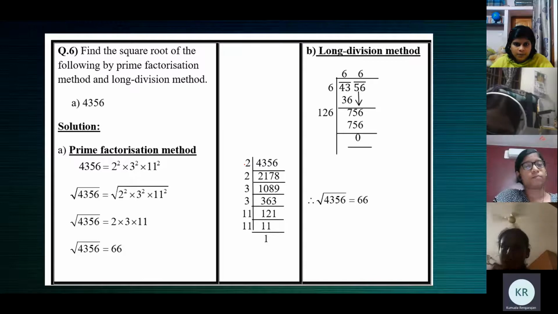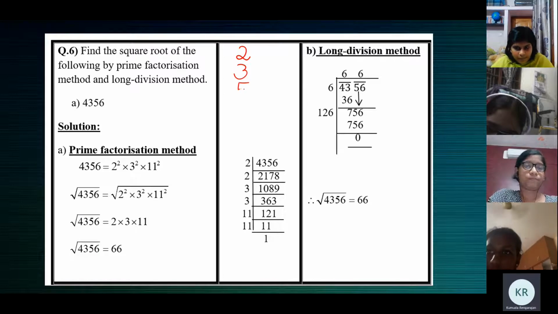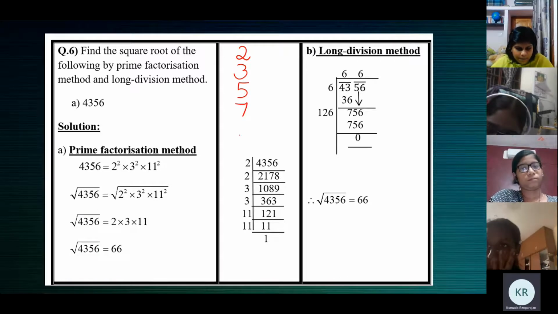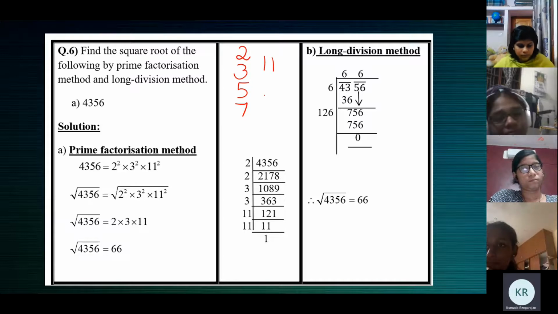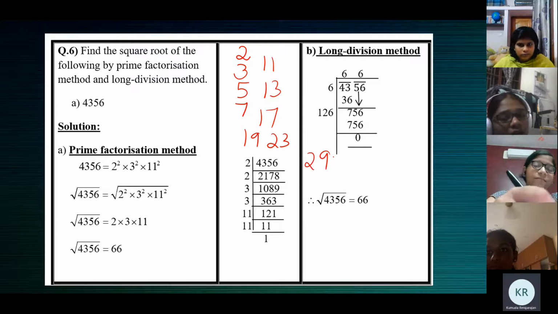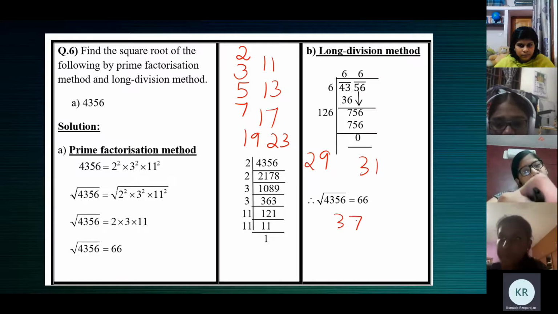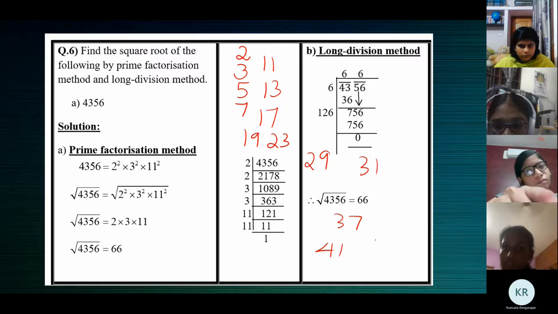All right, so I always start with 2. If 2 is not possible, then 3. If the given number is not divisible by 3, then I try 5. If it's not divisible by 5, then I try 7. If it's not divisible by 7, then I go with 11. Not divisible by 11, 13. Not divisible by 13, 17. Not divisible by 17, 19. Not divisible by 19, 23. Not divisible by 23, then 29. Not divisible by 29, then 31. Not divisible by 31, then 37. Not divisible by 37, then 41. Like this, you should keep using the prime factors.